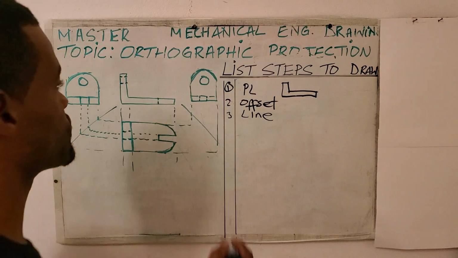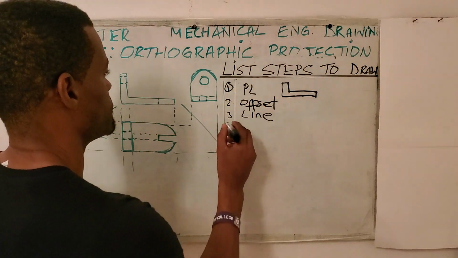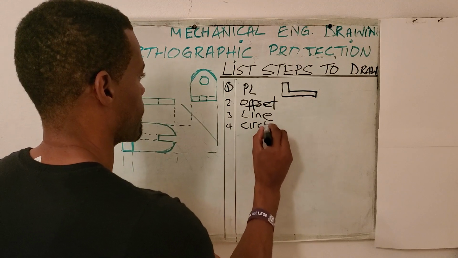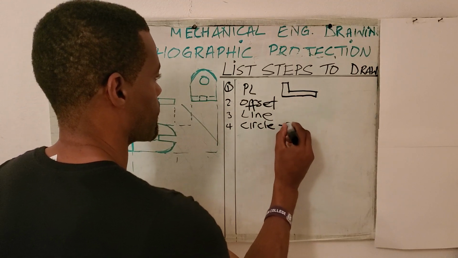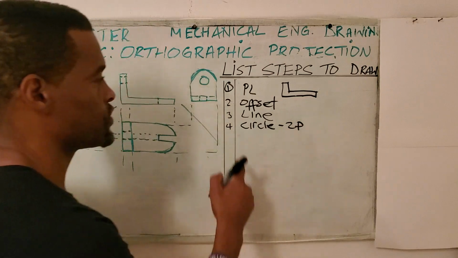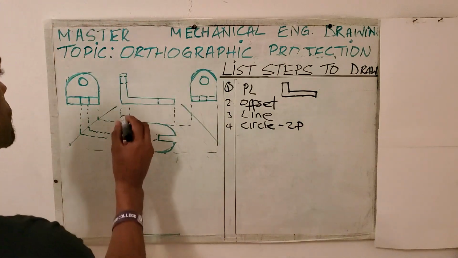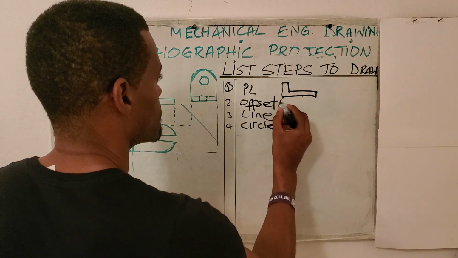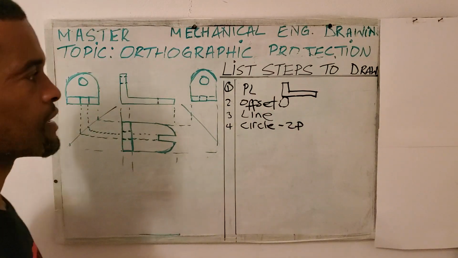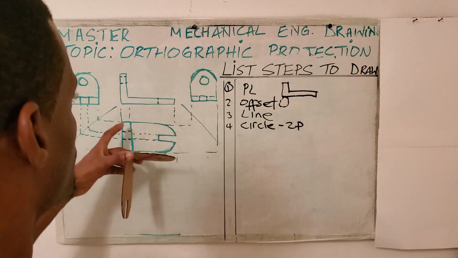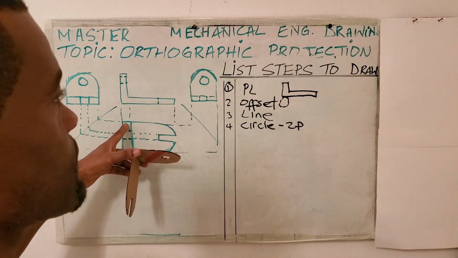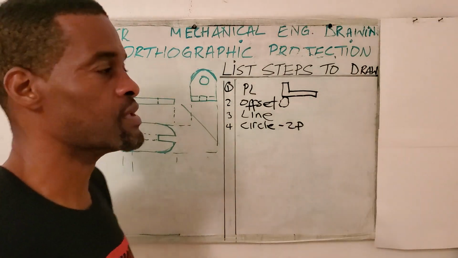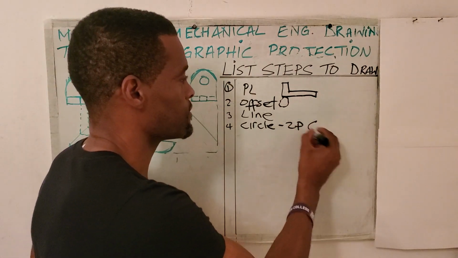would be to use circle 2P. Circle 2P to draw a circle here. And I would use this circle 2P to draw a circle here to get the distance here. Circle 2P, and this distance would be 20.